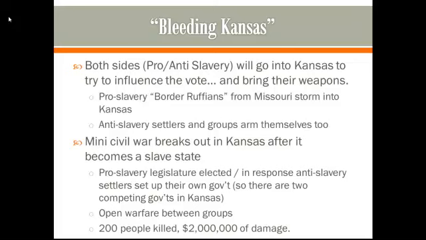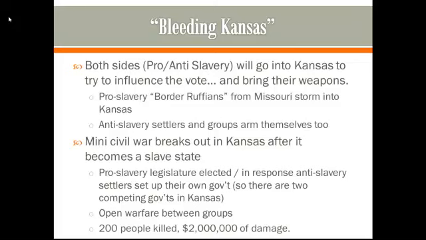The United States president this time did nothing about this. And so open warfare started between these two groups. 200 people would be killed in fighting between pro- and anti-slavery people in Kansas, trying to determine the future of the state. And $2 million worth of property will be damaged.